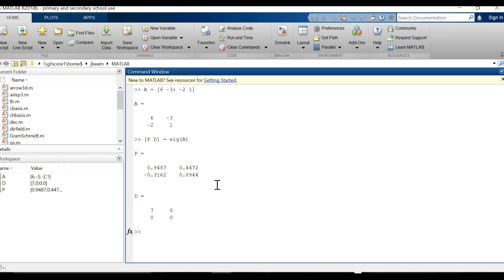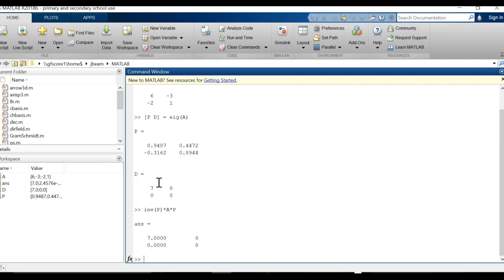So in this case, in problem 1, the P matrix is 0.94817, 0.4472, negative 0.3162, and 0.8944. So here's what I want to demonstrate. Take the inverse of P, multiply that by A, and multiply that by P. And what you'll see is you actually get that D matrix. So what we just did is we used that P to diagonalize A. So the trick here is that the matrix of eigenvectors will give you the diagonalized matrix.